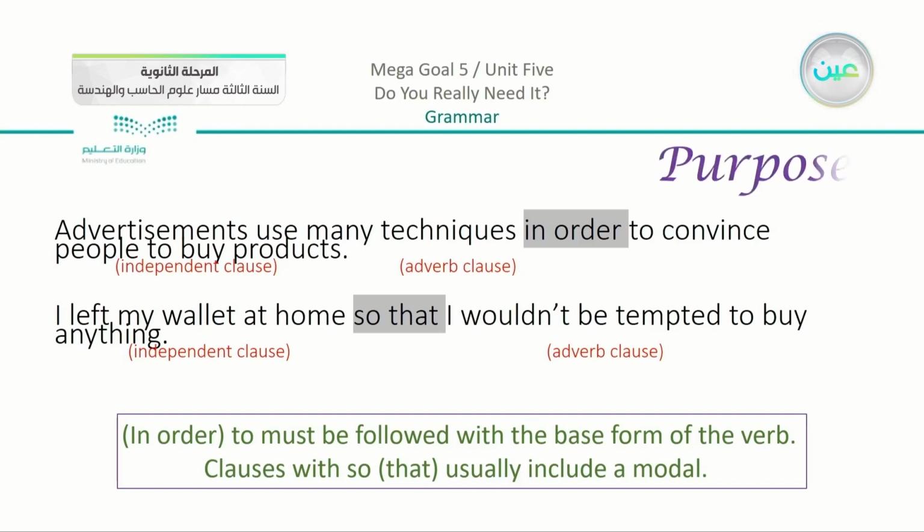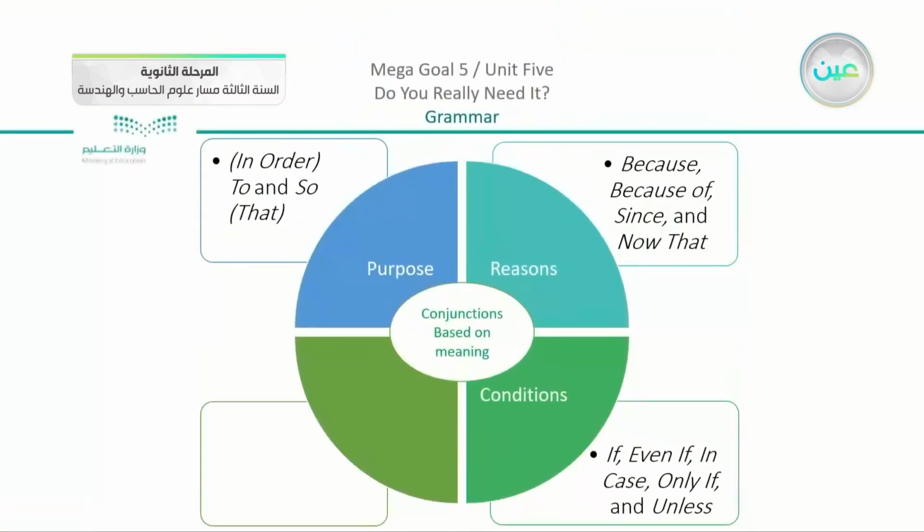So we have here these 2 conjunctions, in order, and so that, they do give the meaning of purpose. And we have here a note: in order to must be followed with the base form of the verb, while clauses with so that usually include a modal. So you can see that we have here so that, there is a modal here. Now this is going to be the third group, which is 2 words, in order or in order to. We can say so or so that. This all gives the meaning of purpose.